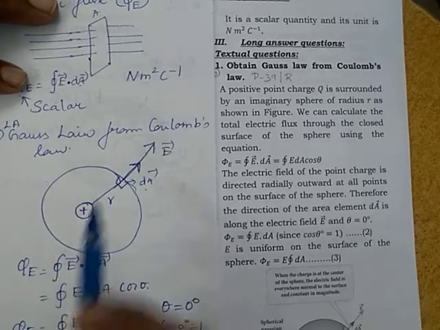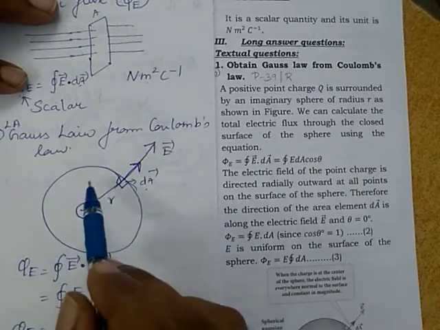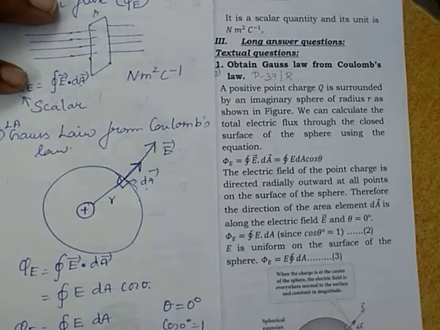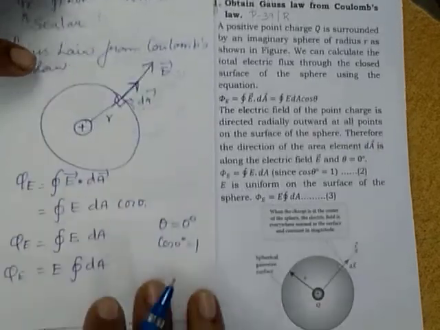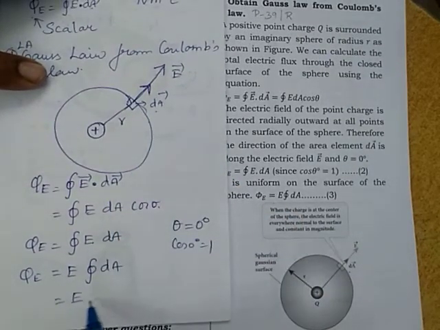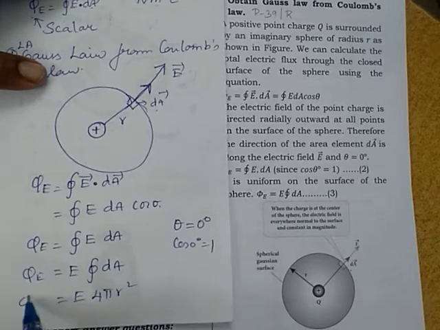Here the electric field on the surface of the sphere will be constant, so taking the electric field outside the integral. Integrating the small area on the sphere, we get the entire area of the sphere, that is 4 pi r square. So phi E is E into 4 pi r square.